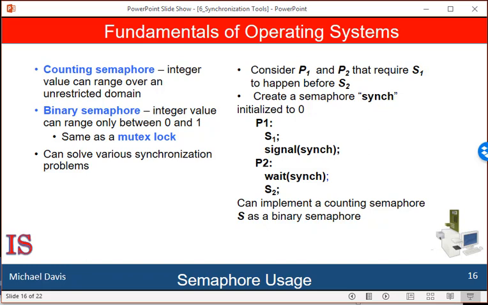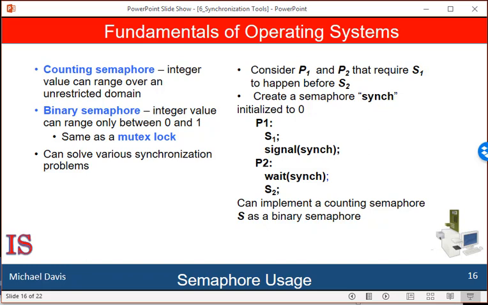The domain of the year, would you say, is 12 months, January through December? How about a deck of cards? We could say it's 52 divided into 4 suits of 13 cards each. That's the domain. So counting semaphore domains can range from 0 to some number.